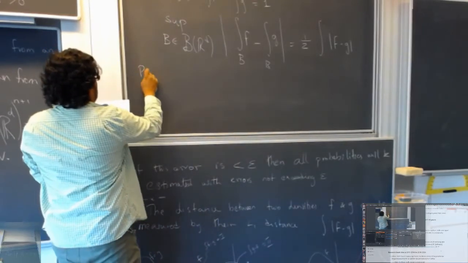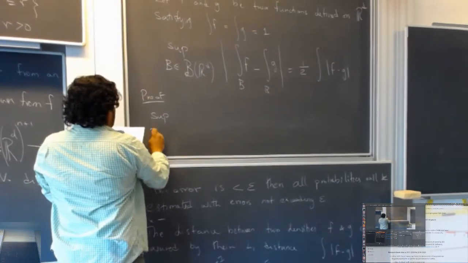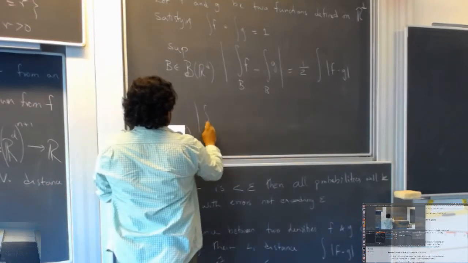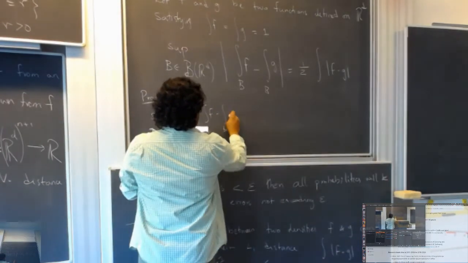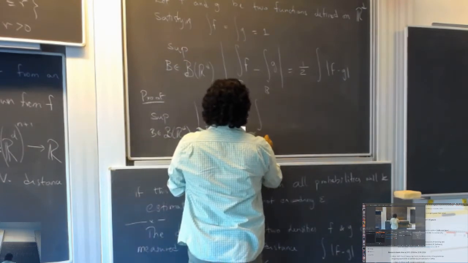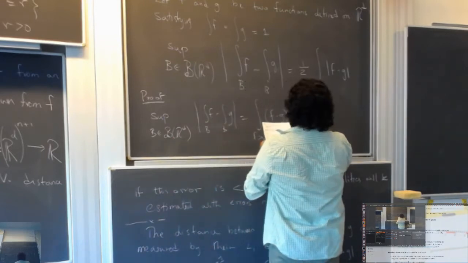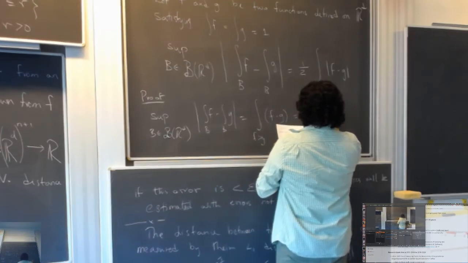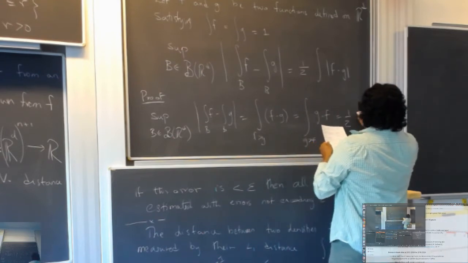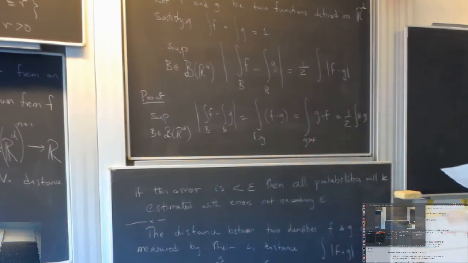So the proof is just a one-liner. We basically look at f greater than g, do f minus g, and this is exactly the first observation. g minus f, where g is greater than f, and they're both equal, so it's half of f minus g. It's just a direct consequence of these observations.